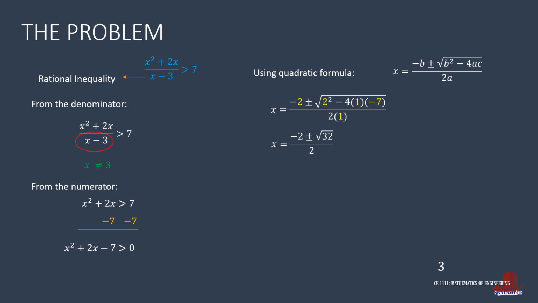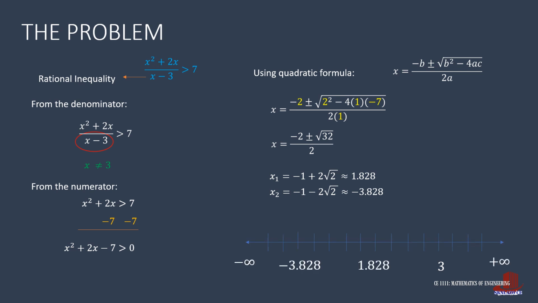X is then negative 2 plus or minus the root of 32 all over 2, or that gives x1 of negative 1 plus 2 root of 2, or 1.828. The second value of x is the other sign, making negative 1 minus 2 root of 2, and this is negative 3.828. These are the other markers for the inequation. Placing them into the number line, negative 3.828 carries a hollow dot along with the positive 1.828 and also with the positive 3.